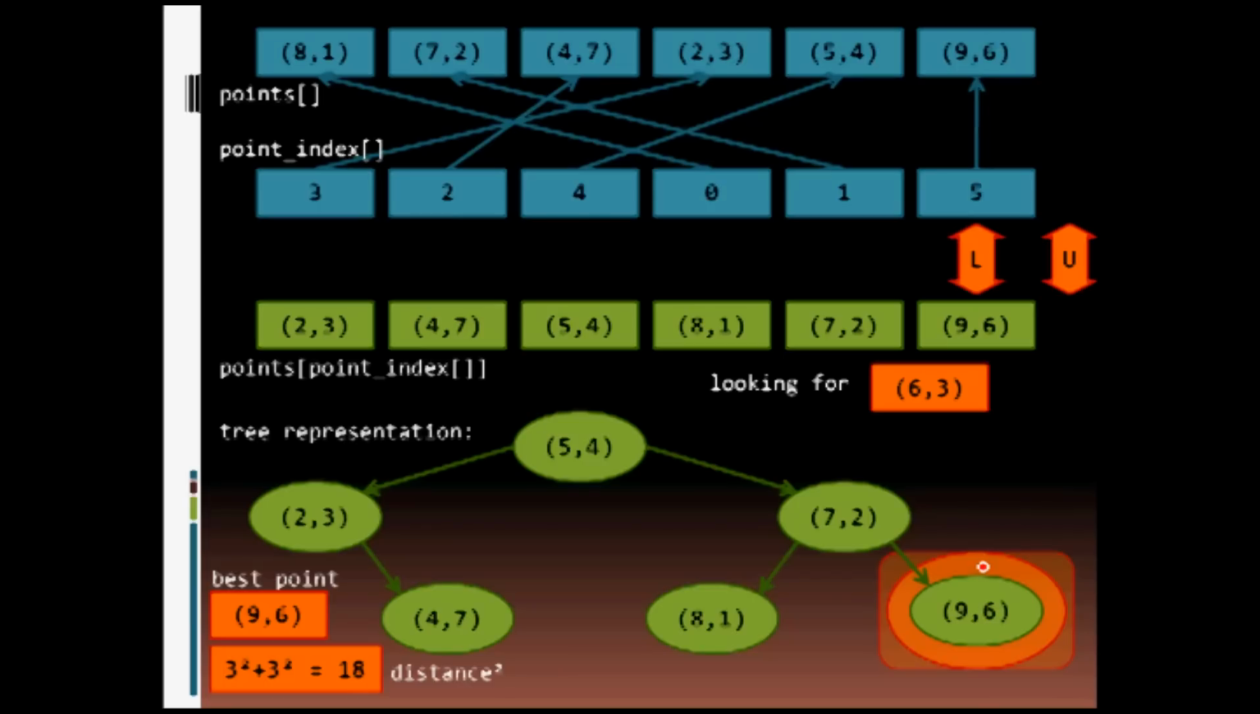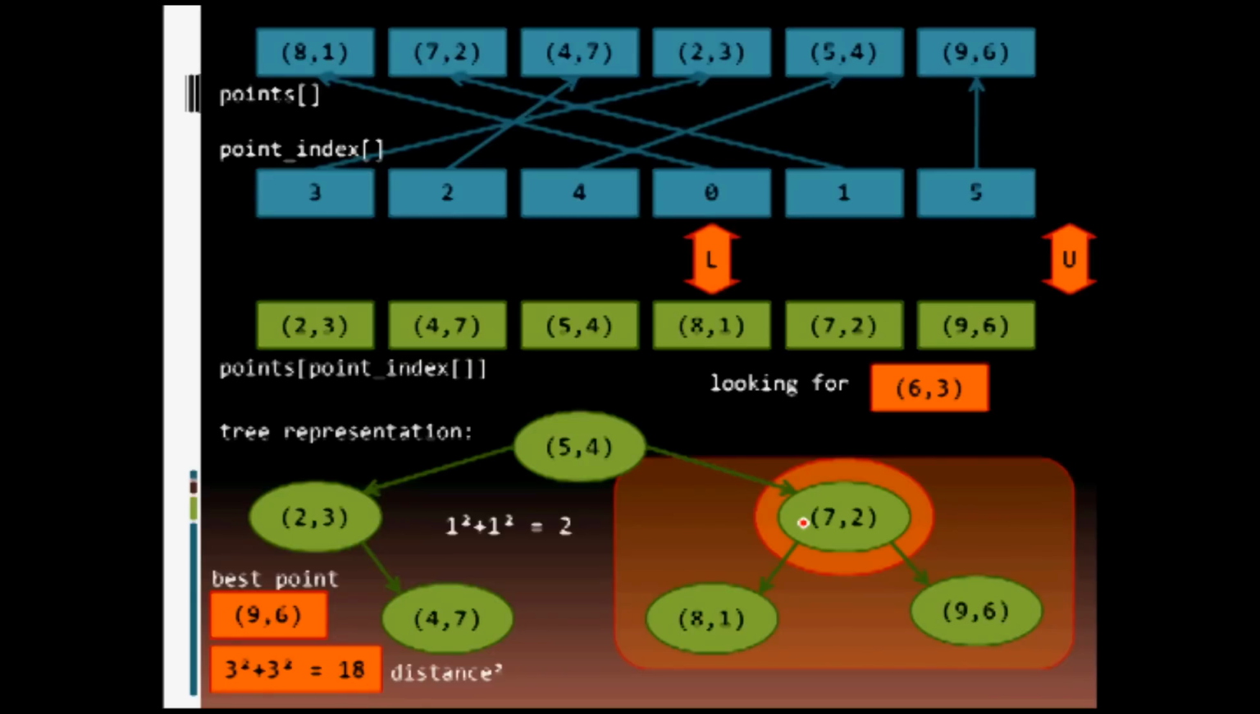Now that we are at 9, 6, we are at a leaf node. We can check this because here L and U differ by only 1. If you use the alternative definition of upper, L and U would be the same, or possibly less. So here, now that we're at a leaf, our best point is 9, 6, and that distance squared from 6, 3 is 18. That's 9 minus 6 is 3, 6 minus 3 is 3, 3 squared plus 3 squared gives us the distance squared of 18.